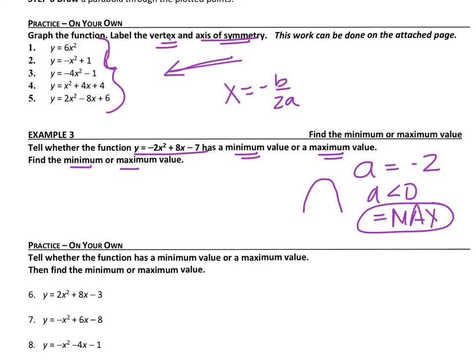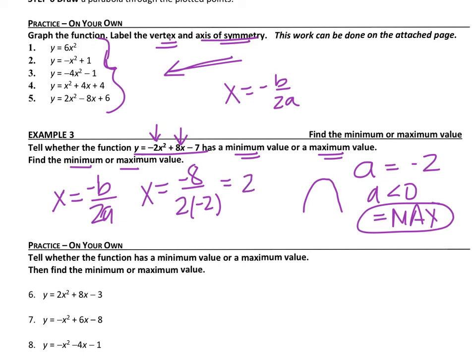And so just use the idea that you're finding the vertex when they're asking you for the minimum or the maximum value. So to find the vertex, I'm going to use my handy formula, negative b over 2a, and in this case b is 8 and a is negative 2. So x is negative 8 over 2 times negative 2, and then we get negative 8 divided by negative 4, so our x value is 2, but that's not all we're looking for.